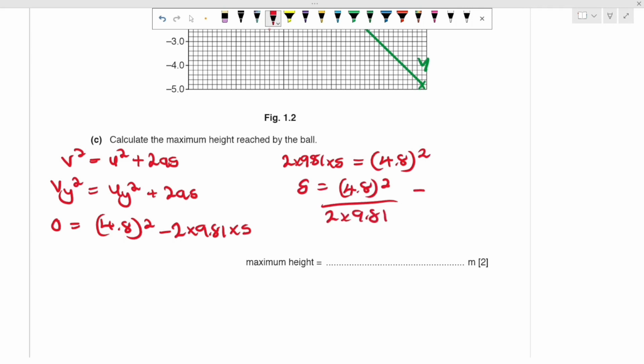What does this give you? Something about 1.177 6905. So essentially, if you want to be fancy, 2 SF. Why? Because the least number of significant figures that we have from uy is actually 2 SF. So basically it means that our answer should also have 2 SF, right? That has to make sense. So we have 1.2 meters. So your maximum height, 1.2 meters.